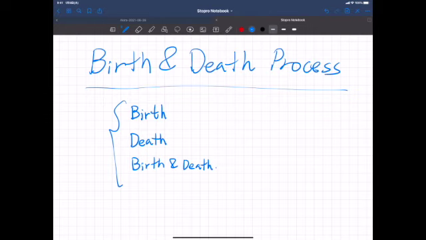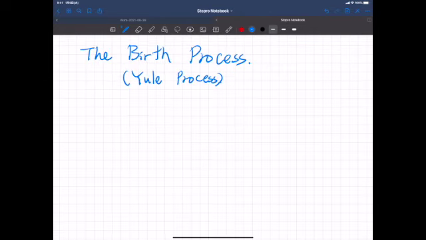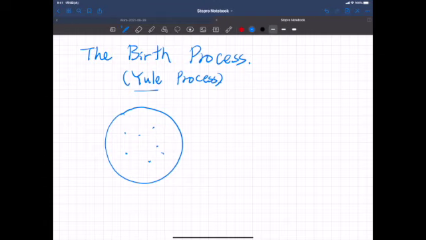So let's start with the birth process, which is also known as the Yule process. I think Yule is some mathematician, which I'm not sure. But anyway, this can be best explained by an example of a colony of bacteria. If you consider a dish where we grow bacteria, each bacterium can split into two bacteria by cell division. So this bacterium is gone and it becomes two bacteria.